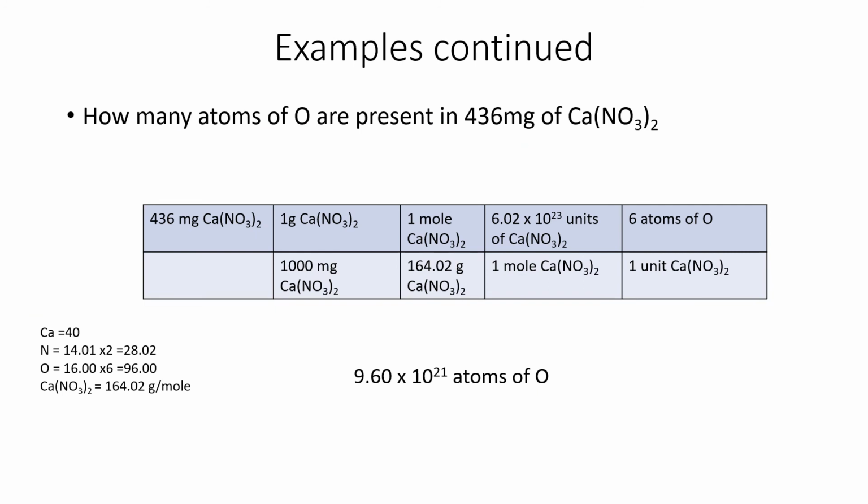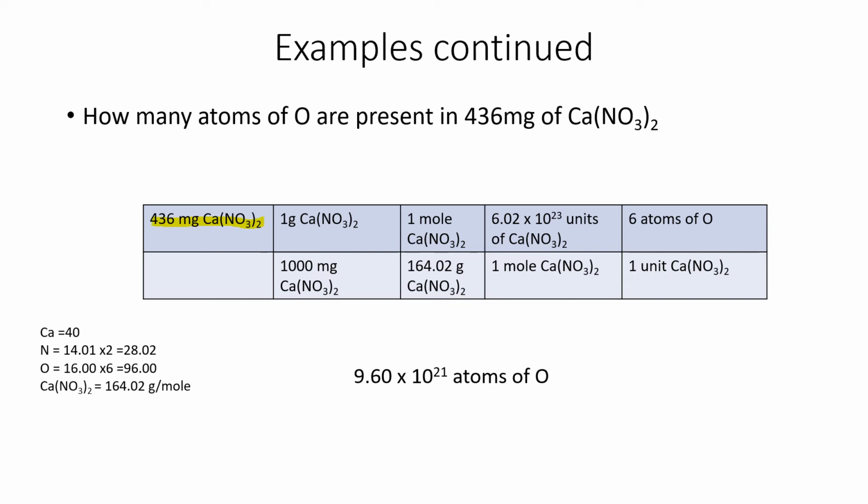Let's do one more example using this time a compound. This one asks a little bit different question. So this one asks, how many atoms of oxygen are present in 436 milligrams of the calcium nitrate that we see here? For this one, we're not looking for how many units of the calcium nitrate, but how many oxygen atoms are within those units. So this starts off very similar to the other ones. The only real starting piece of information we can start with is the milligrams of the calcium nitrate.